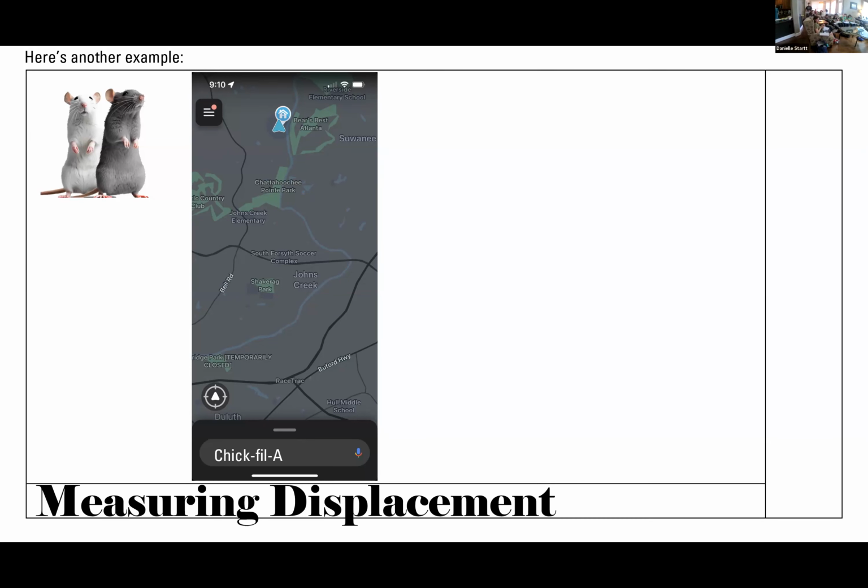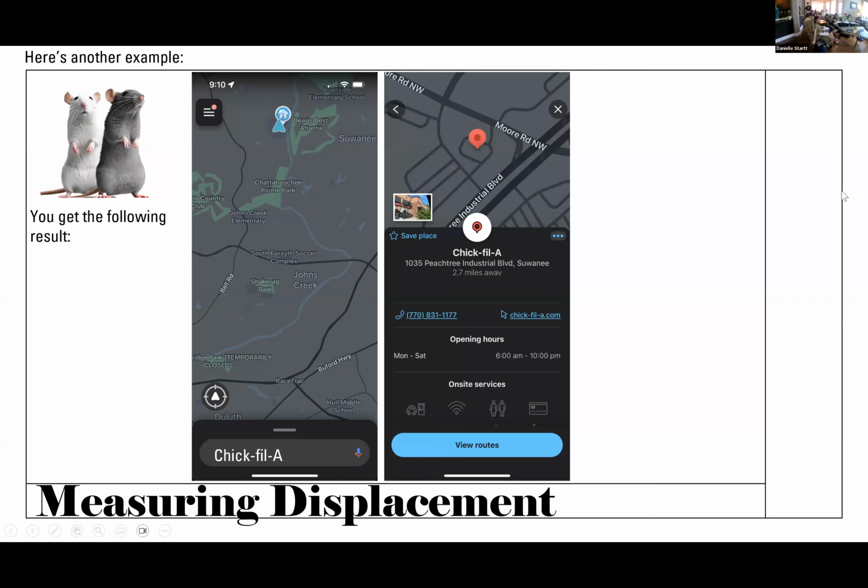All right. So when you type that in, this is what you will see. You're going to get this result because the closest Chick-fil-A is right over the river over here. It's 2.7 miles. Question? It says 9:10 on the phone. Should that be a decimal point? I can't change what's on the phone, honey. That's what time it was when I did the screen capture.